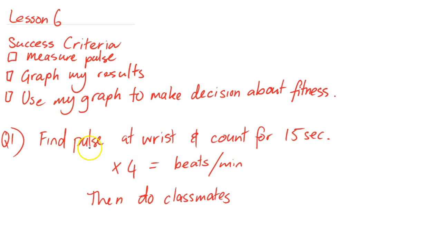So for the first one here, you have to find a person's pulse at their wrist and count it for 15 seconds. 4 lots of 15 make 60, so if you count for 15 seconds and times it by 4, you'll have beats per minute. Do this for some classmates as well.